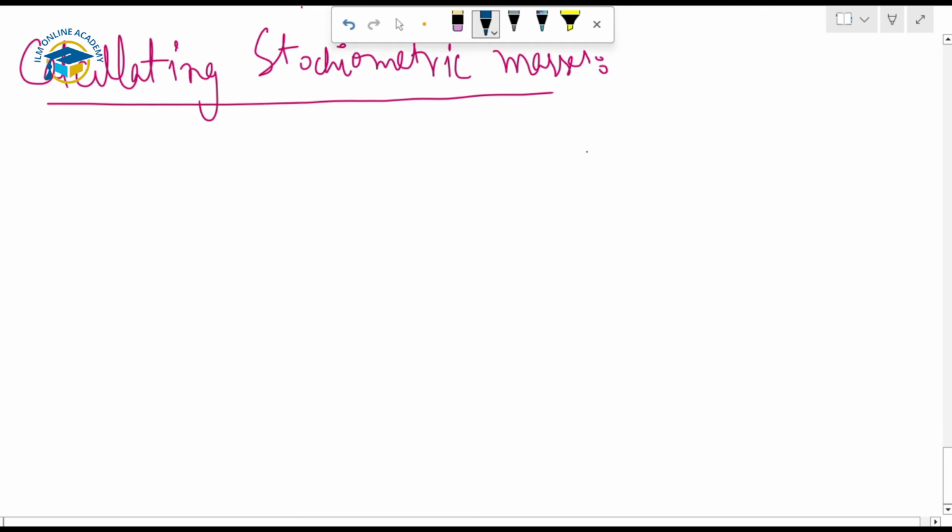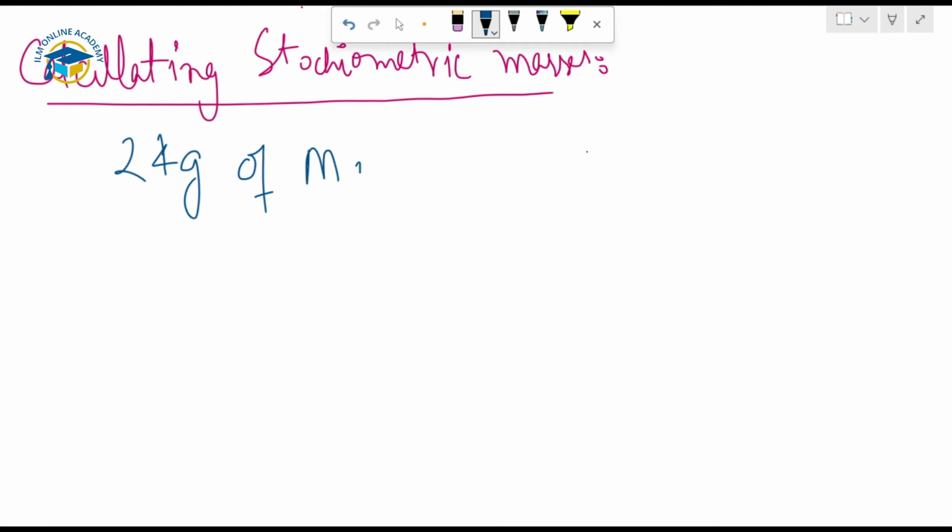Now we'll talk about calculating the stoichiometric reacting masses. For example, calculate the mass of the oxygen that is needed to react with 24 gram of magnesium. So 24 gram of magnesium reacts together with oxygen and forms magnesium oxide.